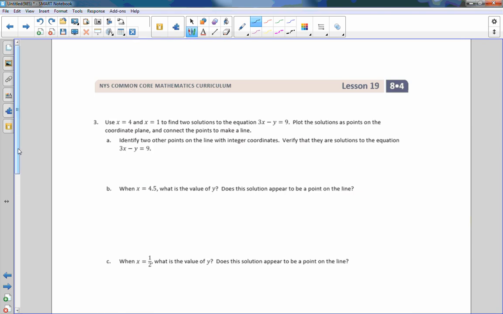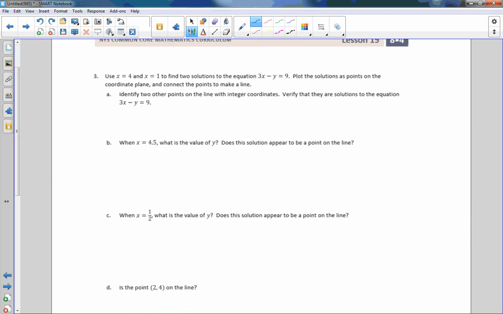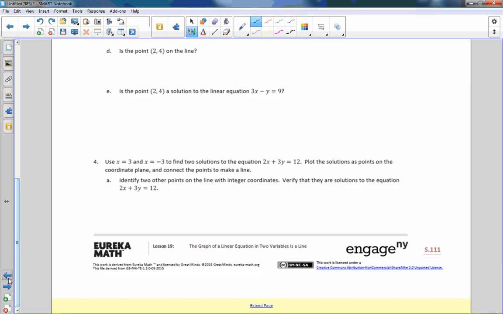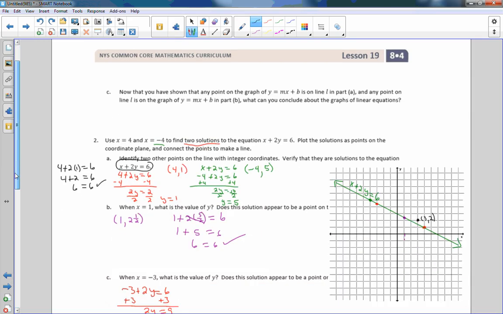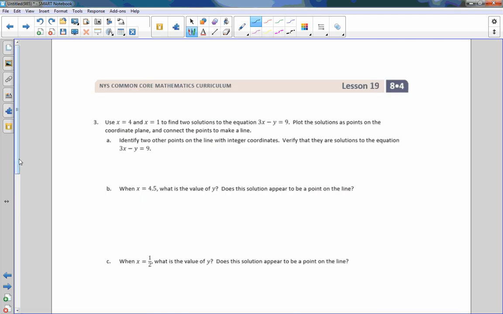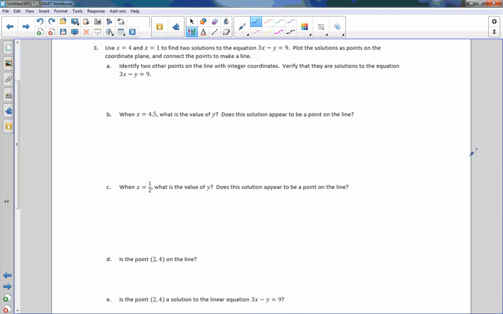Number 3. Use x equals 4 and x equals 1 to find two solutions to this linear equation. So this is another example, just like the one that was just done. Okay, so it's just like this, just different values. So pause the video, see if you can do this, and then we'll come back and check.